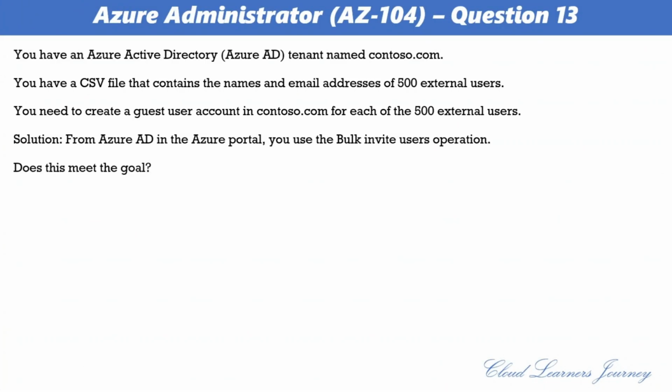Next, question number 13. You have an Azure Active Directory tenant named Conditional.com. You have a CSV file that contains the names and email addresses of 500 external users. You need to create a guest user account in Conditional.com for each of the 500 external users. Here the solution is, from Azure AD in the Azure portal, you use the bulk invite users operation. Does this meet the goal? And the options are A, yes, B, no. And the correct option is A, yes. External users means bulk invite. Here we are using the bulk invite users operations.